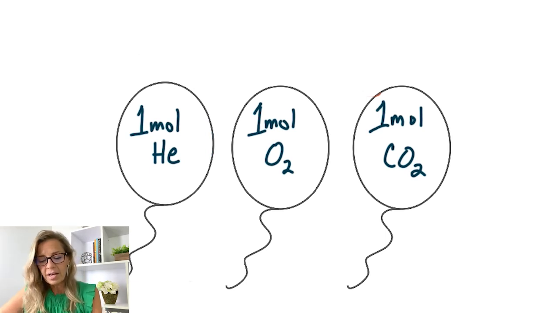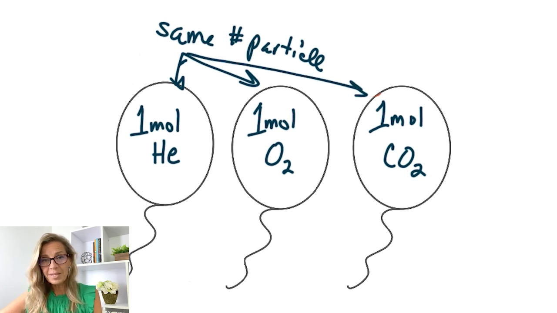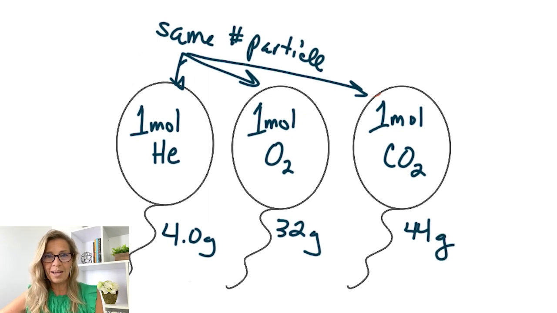Let me just illustrate it like this. Let's just say I have a certain volume and pressure and temperature. I will have equal number of particles in each balloon. So I have a mole of helium, and one thing I know here, if I have a mole, I have the same number of molecules or atoms. But what would be different about each of these? Well, a mole of helium would be 4 grams, a mole of oxygen would be 32, and a mole of CO2 would be 44 grams. Isn't that interesting? Equal volume, temperature, pressure, moles, different masses.